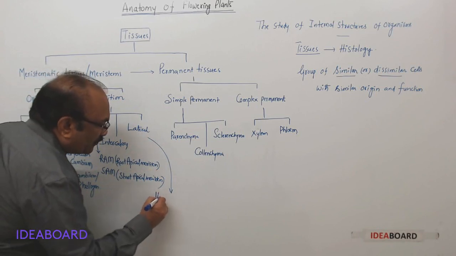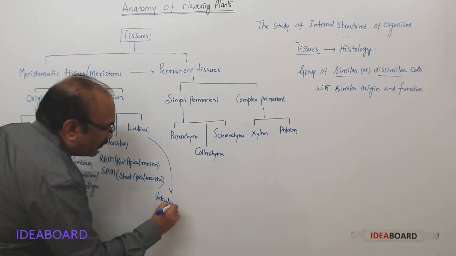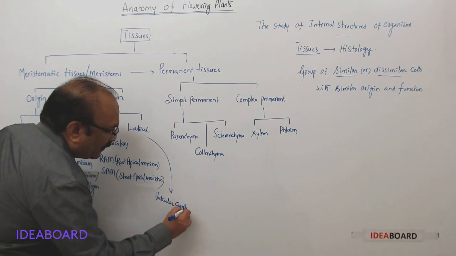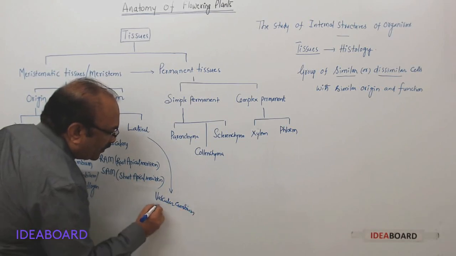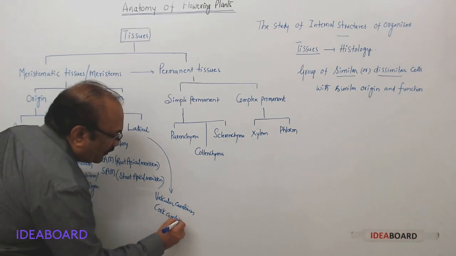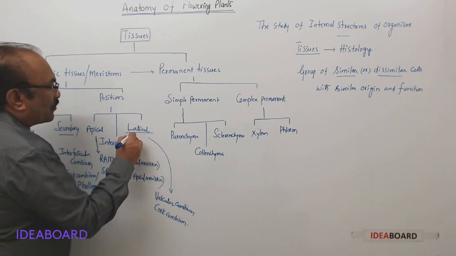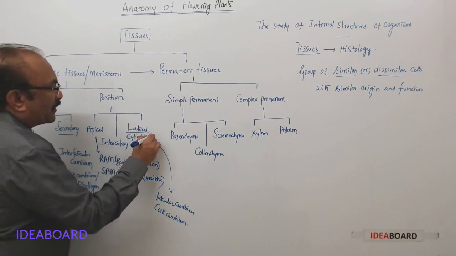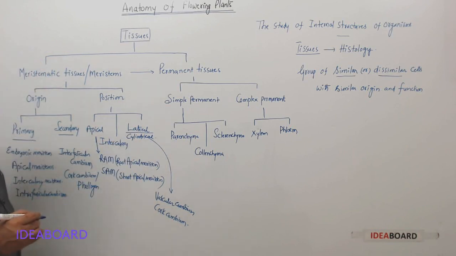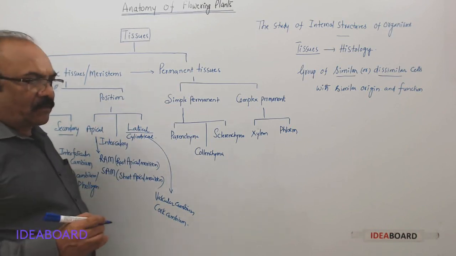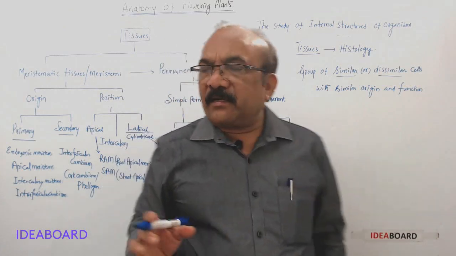The vascular cambium, cork cambium. And these lateral meristems are also called cylindrical meristems. So now let us see the permanent tissues.